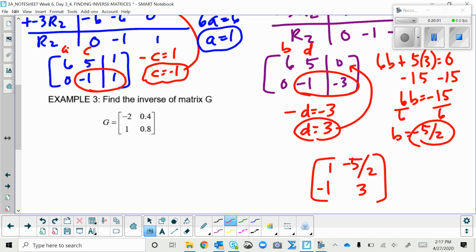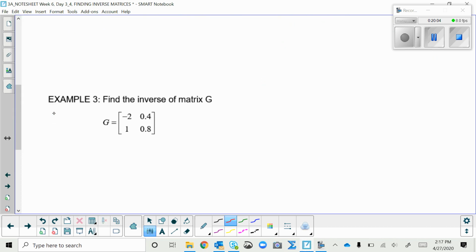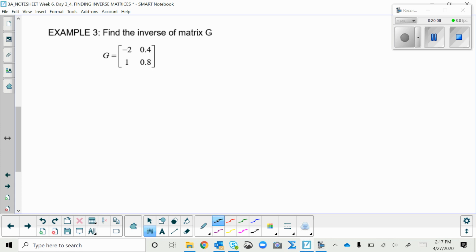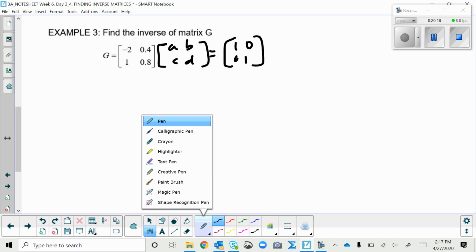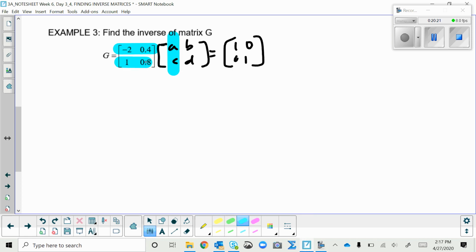I'm going to clear all this work off so I have blank space. I'm going to go a little bit faster here. Set up my variable matrix, my identity matrix. I'm going to start with the first column. Negative 2a plus 0.4c equals 1. 1a plus 0.8c equals 0.